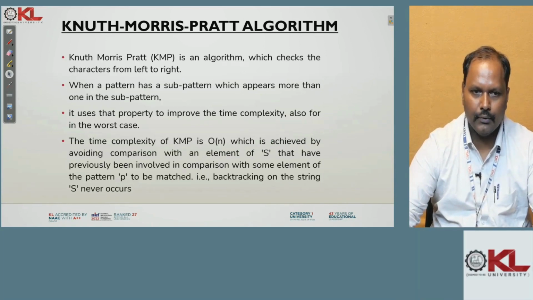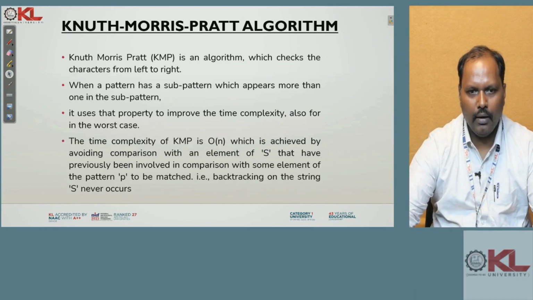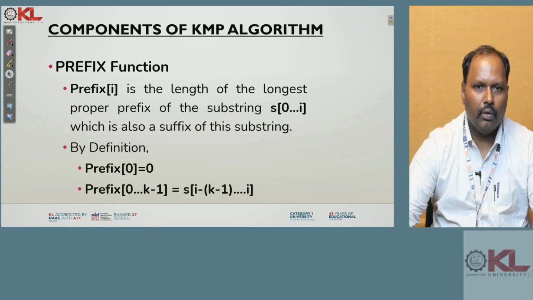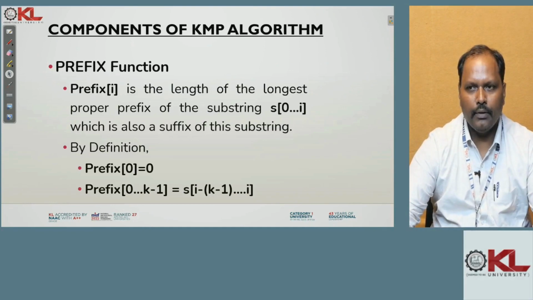Same as in pattern matching, the pattern P is 1 to m and the text is 1 to n. The main component of the KMP algorithm is the prefix function. The prefix function means, for a string, the length of the longest proper prefix of the substring s of 0 to i which is also a suffix of that substring.